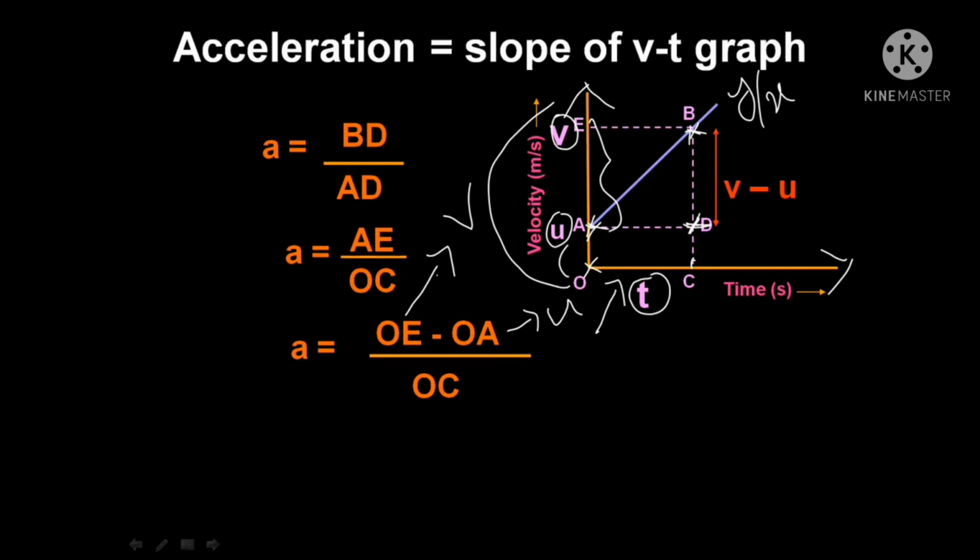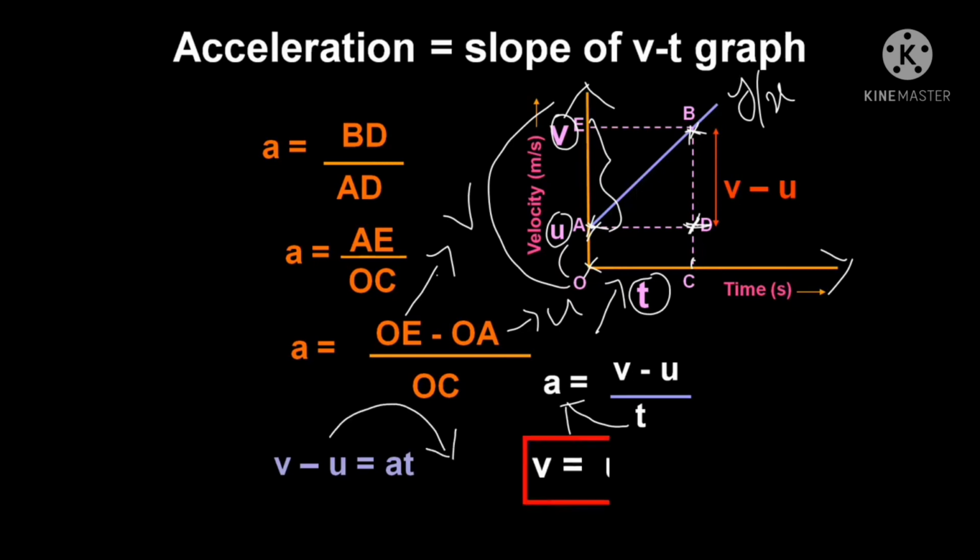So from the acceleration formula, v minus u by t, we derive the final velocity: v minus u equal to a into t. Bring this t to the left hand side, so you get v minus u equal to at. Now take the u to the right hand side. Finally what you will get? v equal to u plus at. So this is the first equation of motion, my dear children.